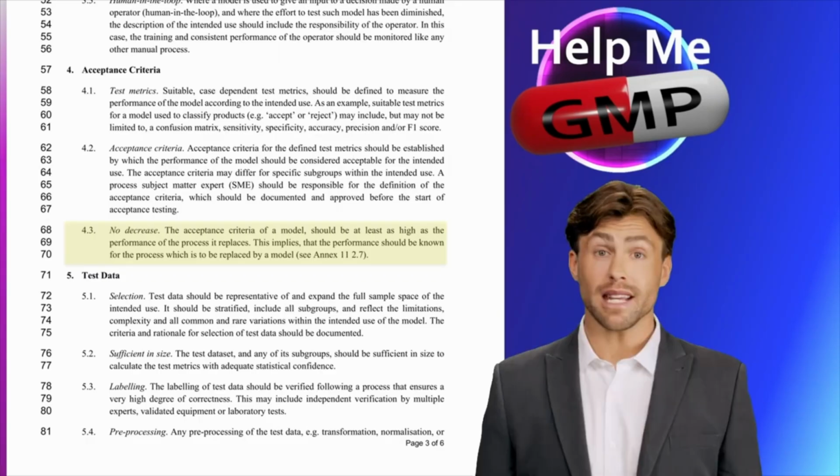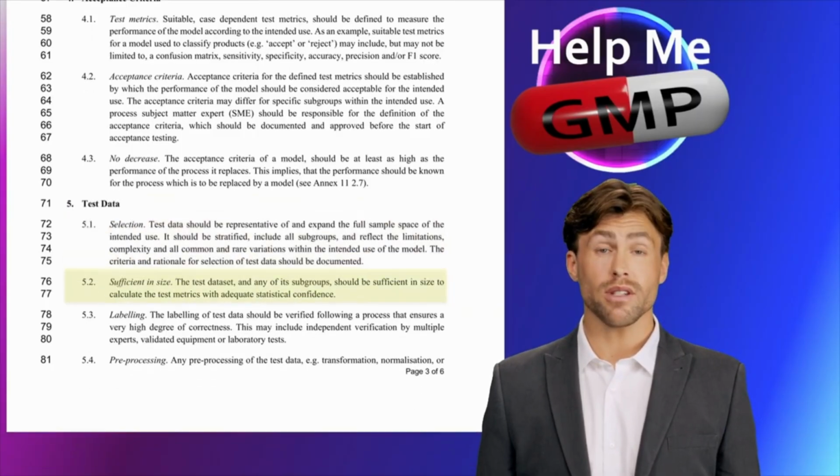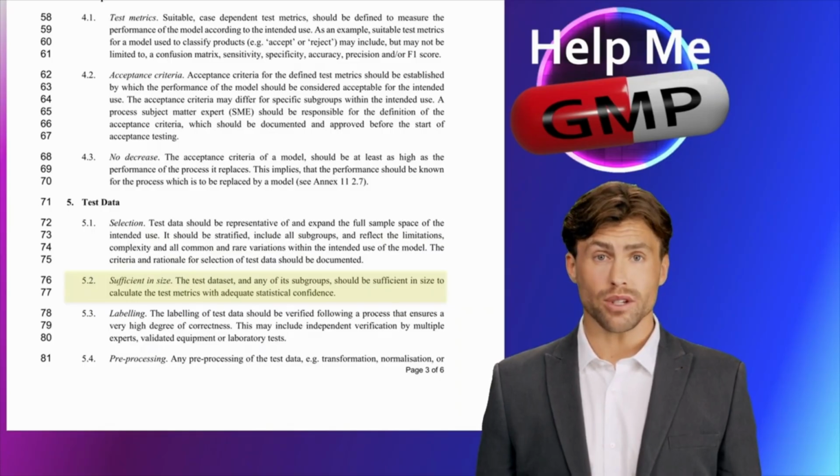Test data. Selection. Test data should be representative of and expand the full sample space of the intended use. It should be stratified, include all subgroups, and reflect the limitations, complexity, and all common and rare variations within the intended use of the model. The criteria and rationale for selection of test data should be documented. Sufficient in size. The test dataset and any of its subgroups should be sufficient in size to calculate the test metrics with adequate statistical confidence.